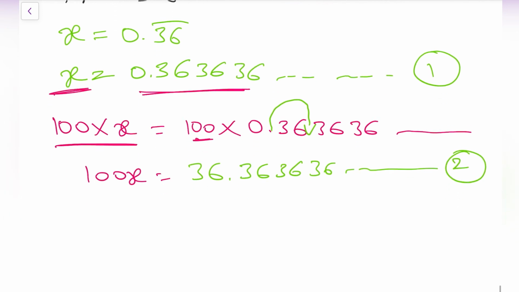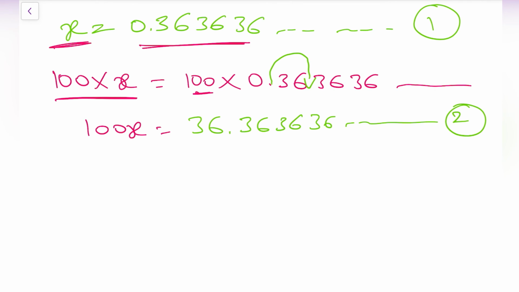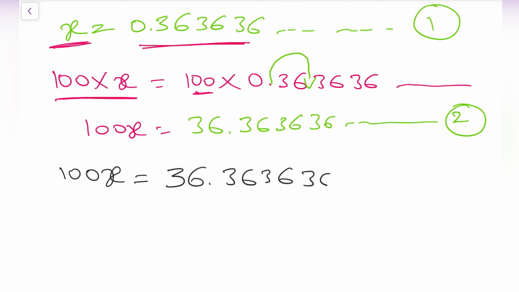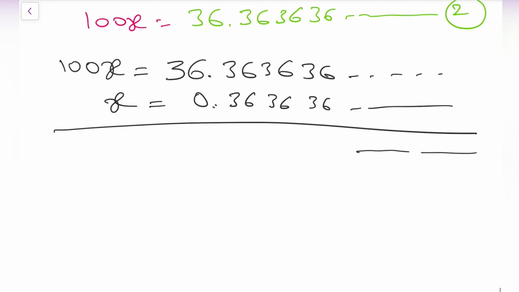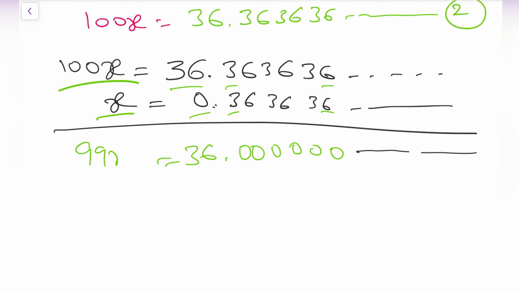Now let us subtract equation 1 from equation 2. Equation 2 is 100x is equal to 36.3636 and so on. And equation 1 is x is equal to 0 point, under the decimal only, 363636 and so on. If you do subtraction, this and so on will continue like that only. 6 minus 6 is 0, 3 minus 3 is 0, 6 minus 6 is 0, 3 minus 3 is 0, 6 minus 6 is 0, 3 minus 3 is 0 dot, 36 minus 0 is 36, which is equal to 100x minus x, 99x.